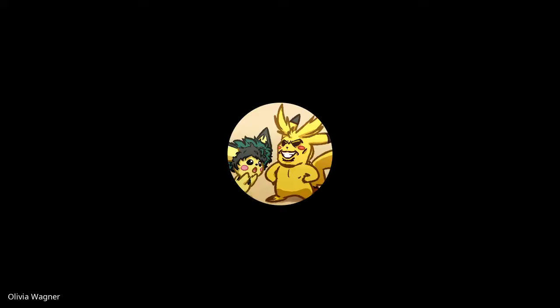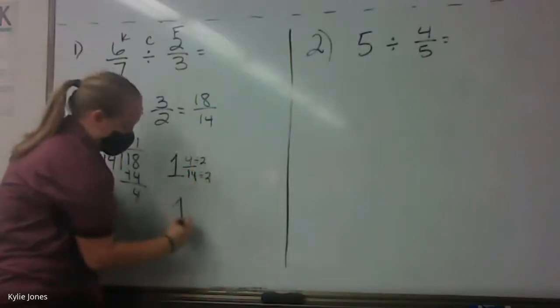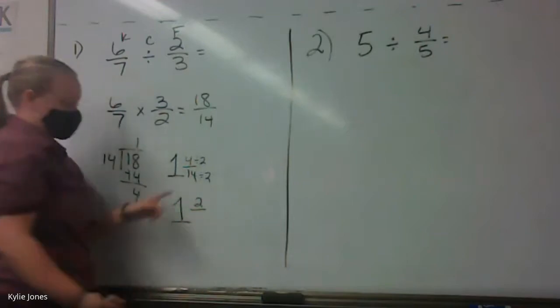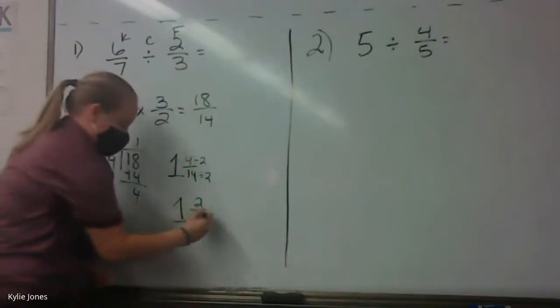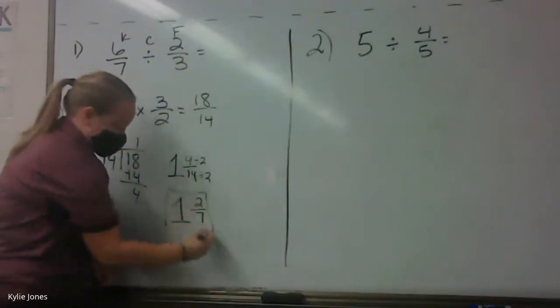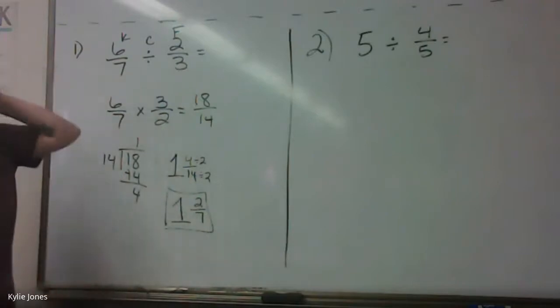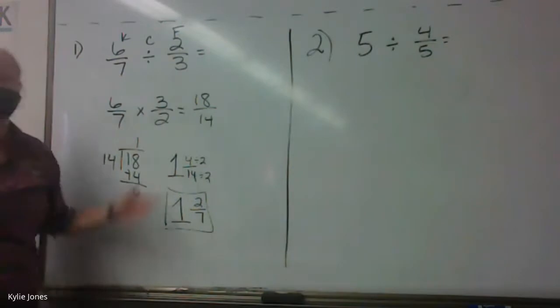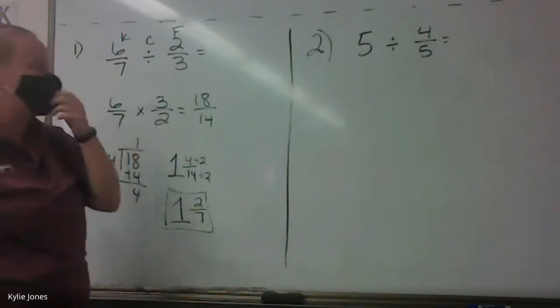2. Good. So our 1 stays the same. 4 divided by 2 is 2. And 14 divided by 2 is 7. So you get 1 and 2/7. Okay? I think this is one of the hardest standards for you guys to kind of grasp. So don't worry if it's not clicking.